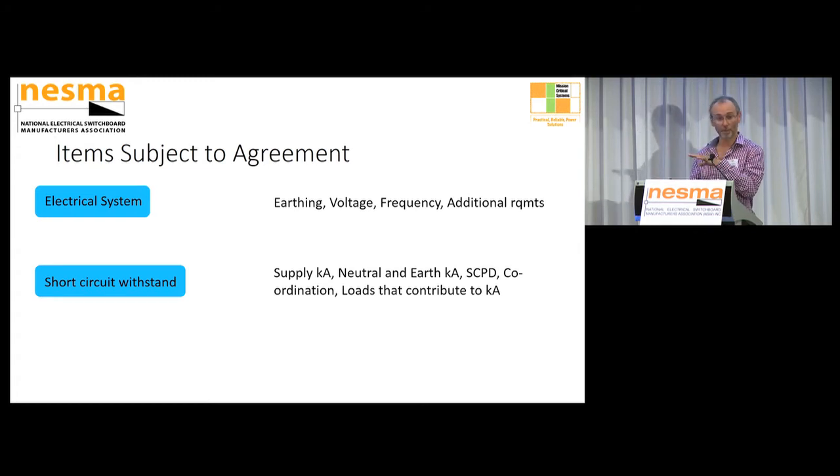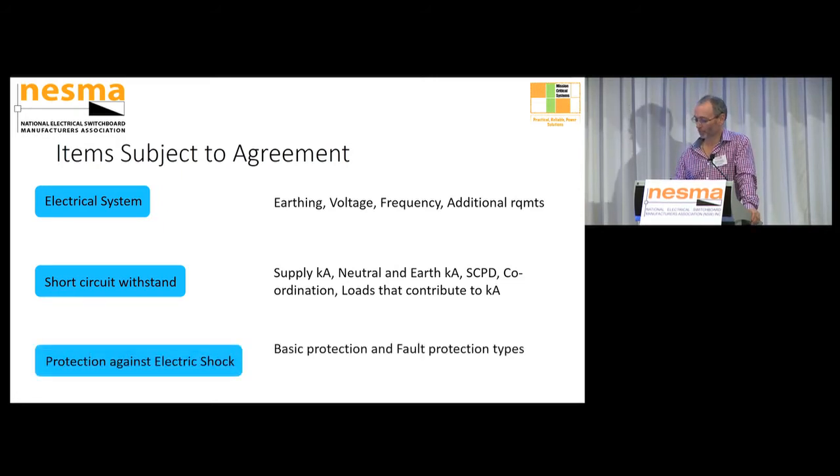So again, you don't have to nominate all of them, but you'd better tell the manufacturer the voltage, the frequency, and the short circuit rating. And you probably want to tell them the current rating, which is actually the last one. Protection against electric shock, you can have basic or fault protection systems. A lot of people won't ever need to worry about that. You won't need to pick anything that's a little bit different.